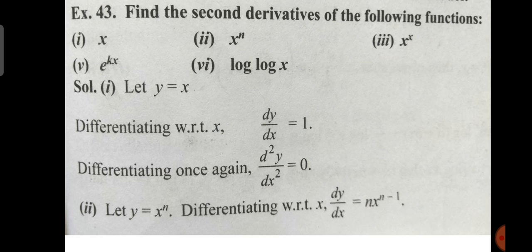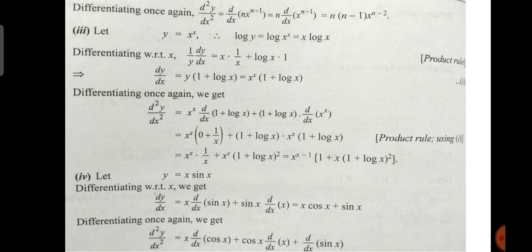Next is x raised to n. You know n into x raised to n minus 1 is the first derivative. What will be the second derivative? n into n minus 1 into x raised to n minus 2. That is the second derivative. The third derivative is n into n minus 1 into n minus 2 into x raised to n minus 3. Like that, all the derivatives are obtained.